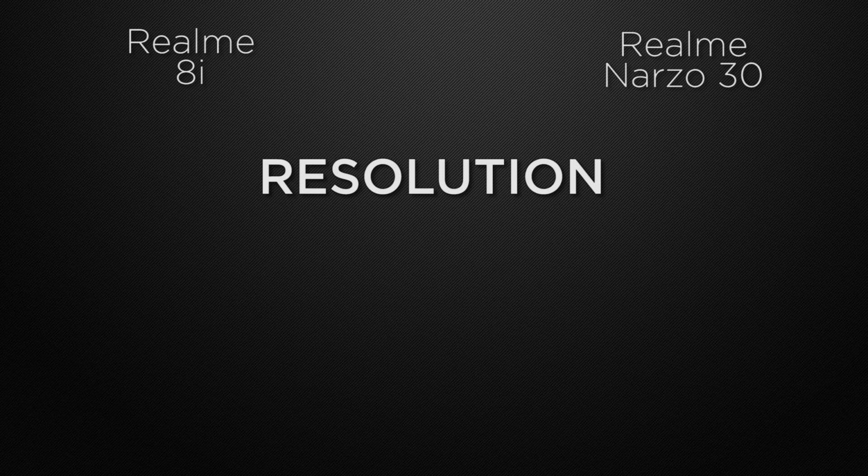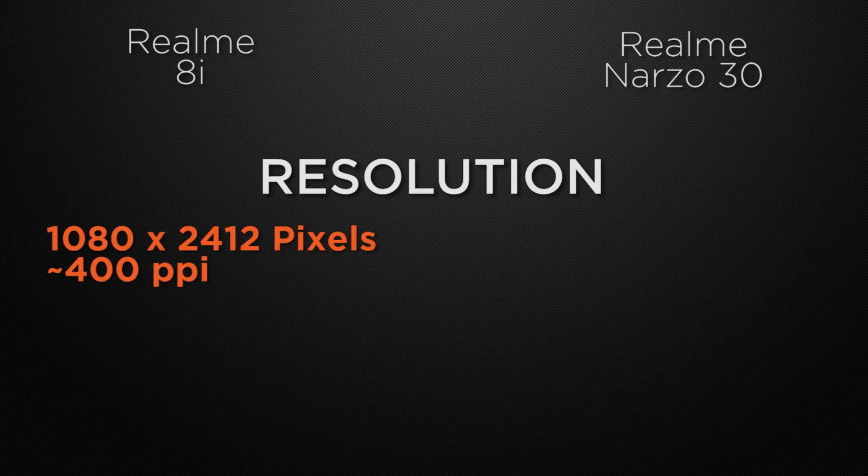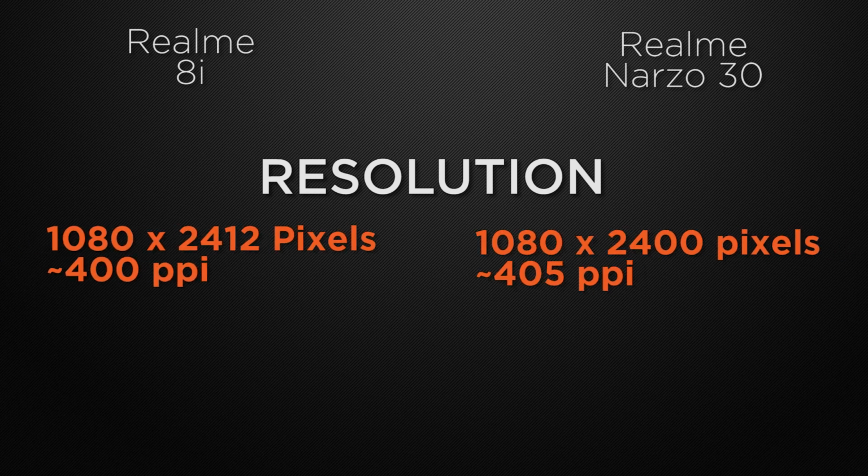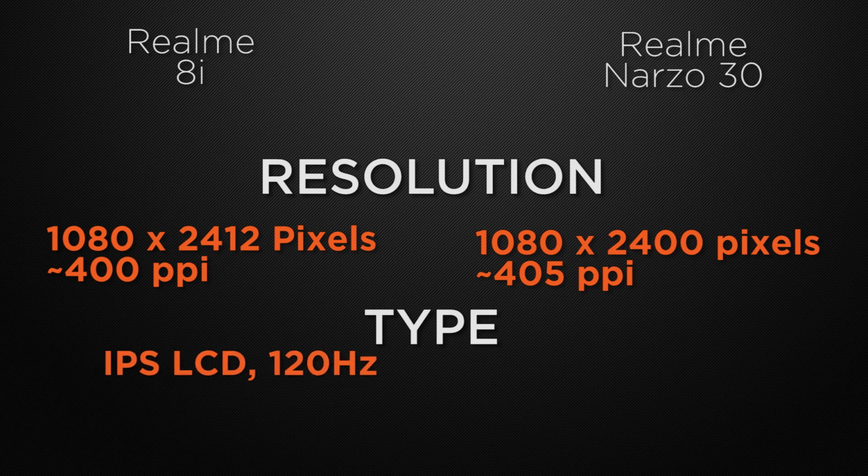Let's talk about the screen resolution of the devices. 8i comes with Full HD Plus display, on the other side Narzo 30 also have Full HD Plus display. So it's a tie. And about the display type of the devices, 8i have IPS LCD display having 120Hz of refresh rate, whereas Narzo 30 have IPS LCD display having 90Hz of refresh rate.